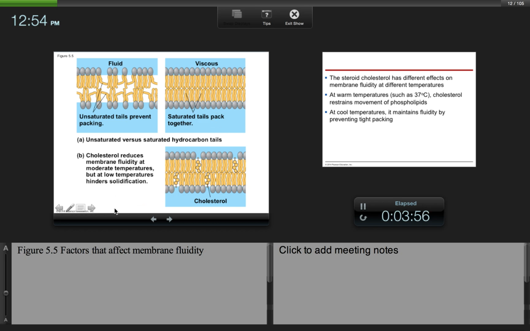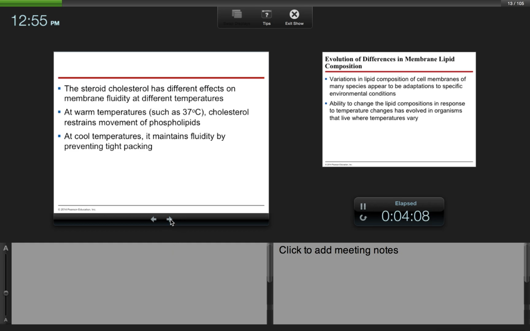Cholesterol reduces membrane fluidity at moderate temperatures, but at low temperatures it hinders solidification. So cholesterol also plays a role in the fluidity of the membrane. The steroid cholesterol has different effects on membrane fluidity at different temperatures. At warm temperatures, cholesterol restrains the movement of phospholipids, and at cool temperatures, it maintains fluidity by preventing tight packing.